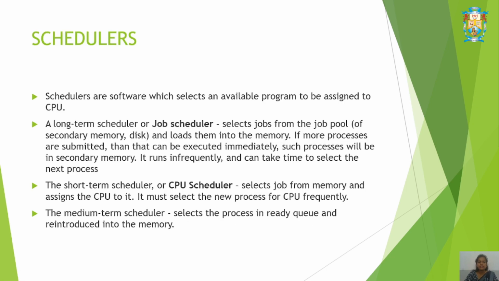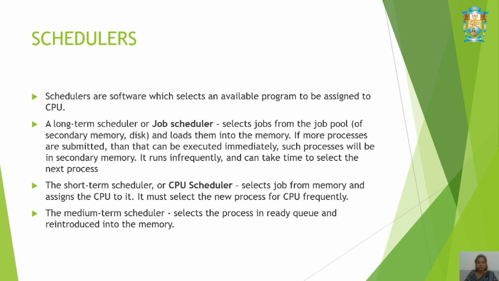So next we have schedulers. What are schedulers? They are software that selects available programs to be assigned to the CPU. The schedulers are nothing but selecting the processes which reside in main memory and are ready for execution, and allocating those processes to the CPU. There are two types of schedulers: job schedulers and CPU schedulers.